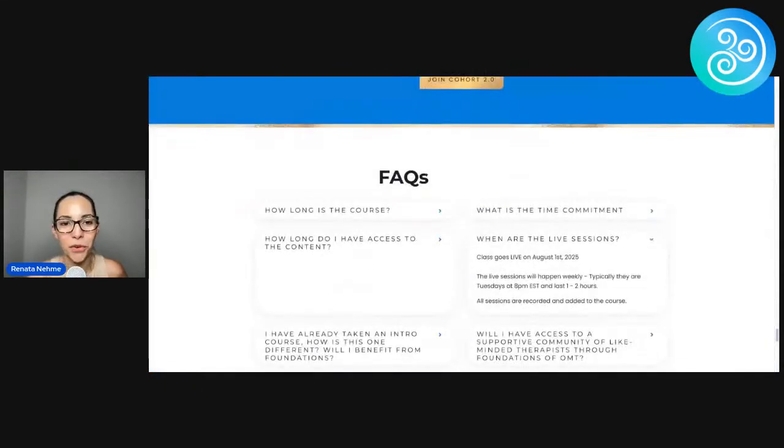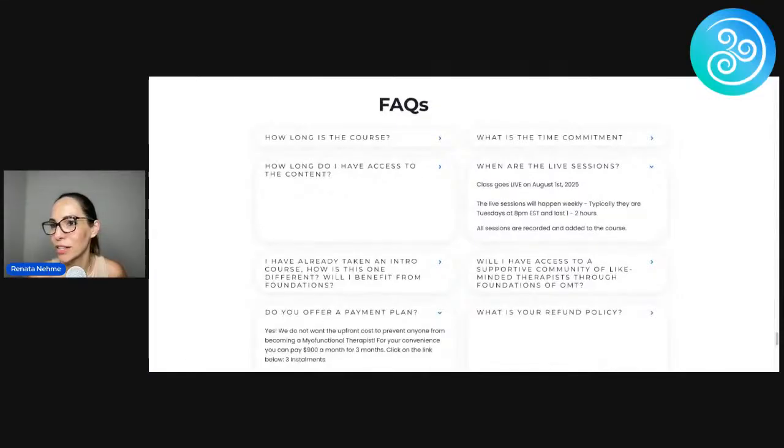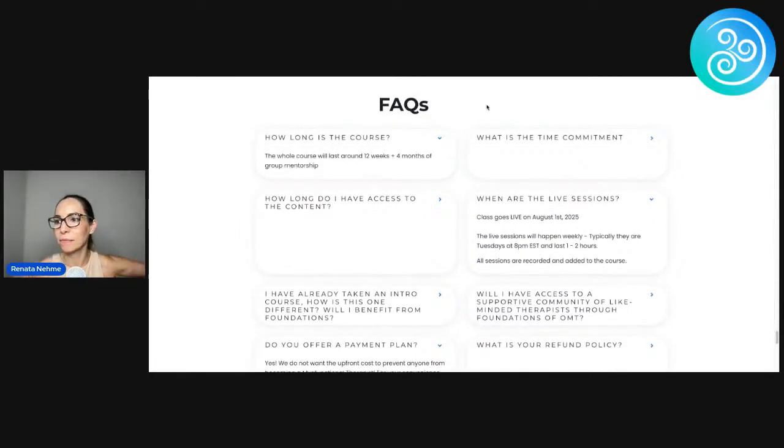It is the 2.0 cohort. How long is the course? The whole course will last around 12 weeks plus 4 months of group mentorship. So we're going to have monthly meetings for 4 months for us to be able to share cases, go over patients, talk about what else is going on in the world of myofunctional therapy, and you guys starting your own practice.